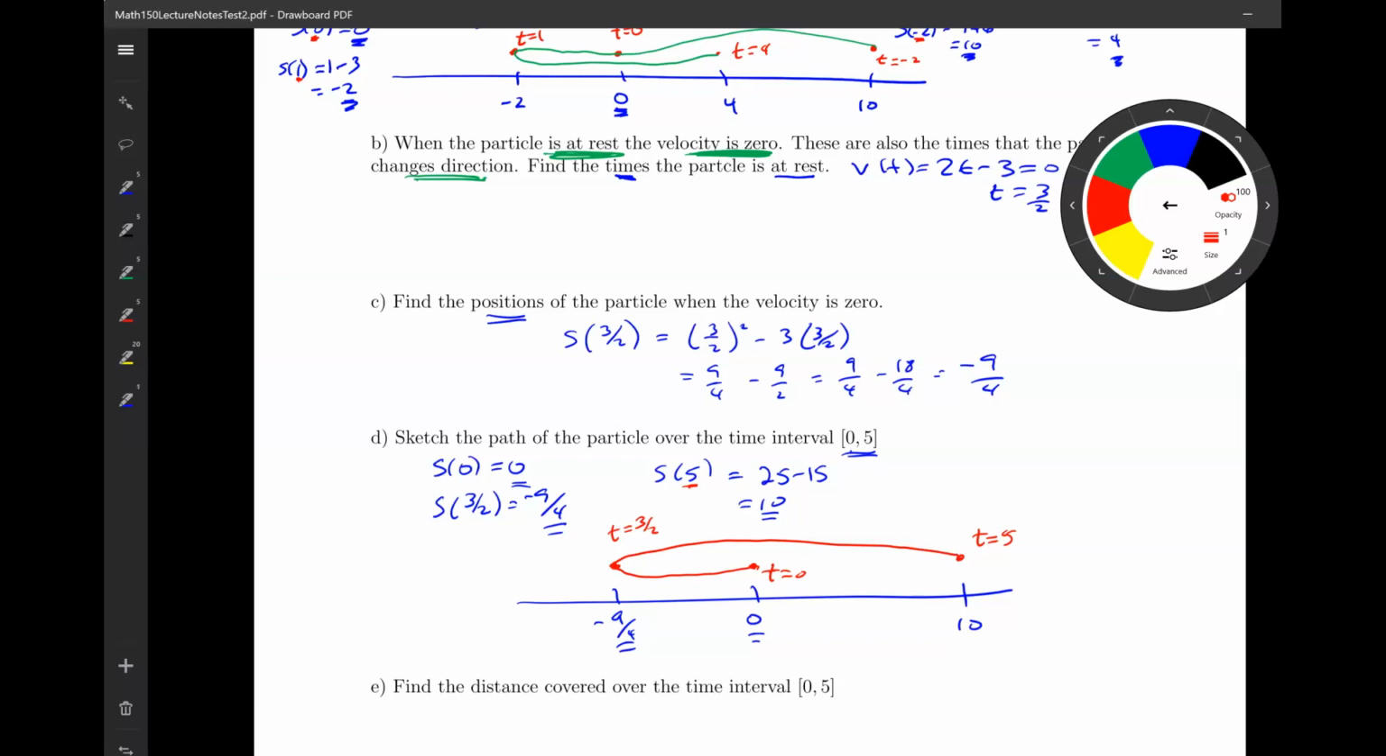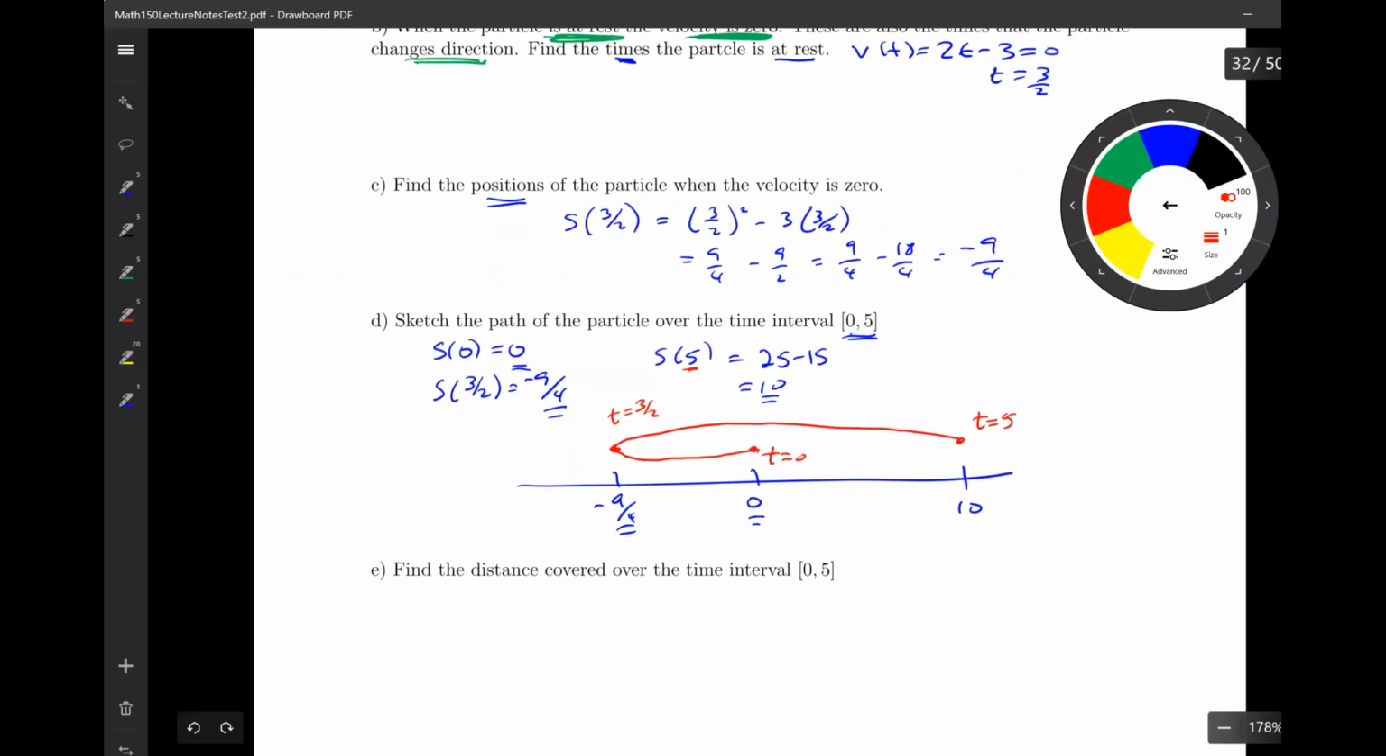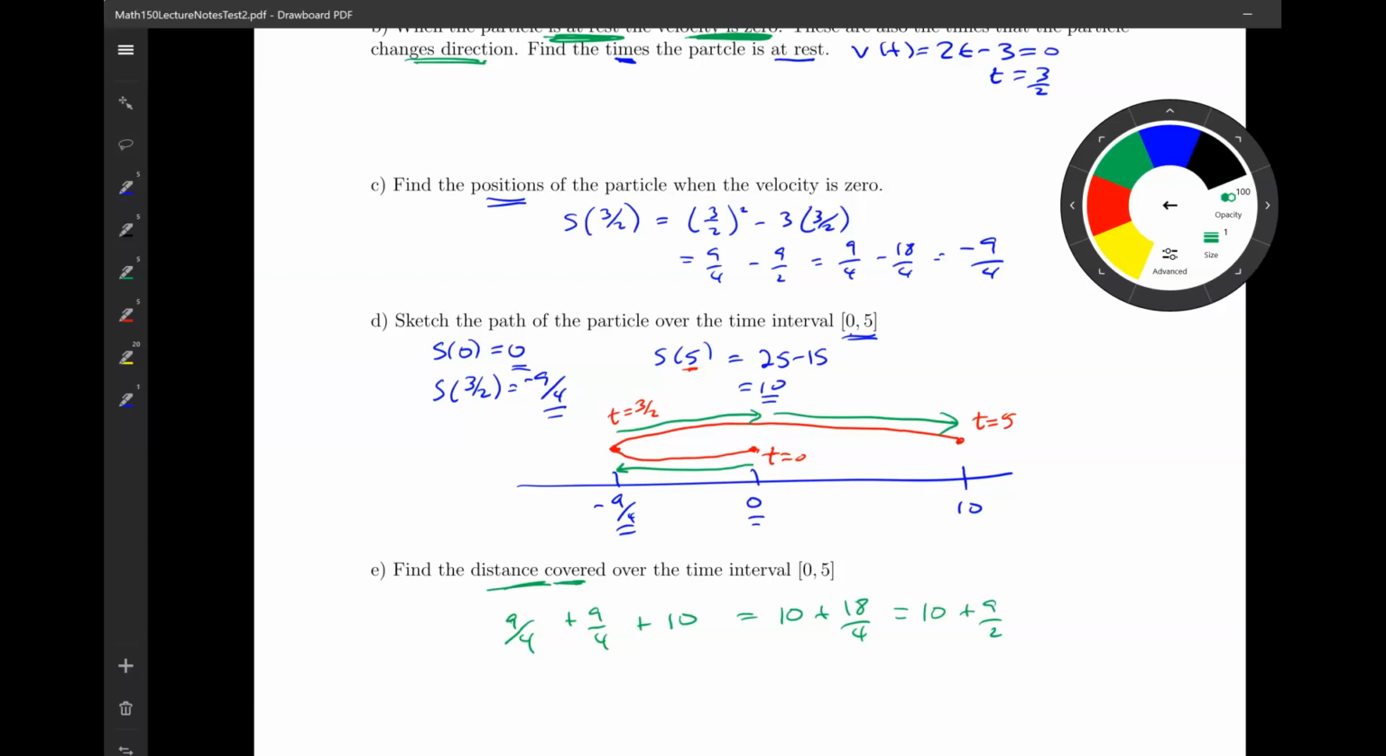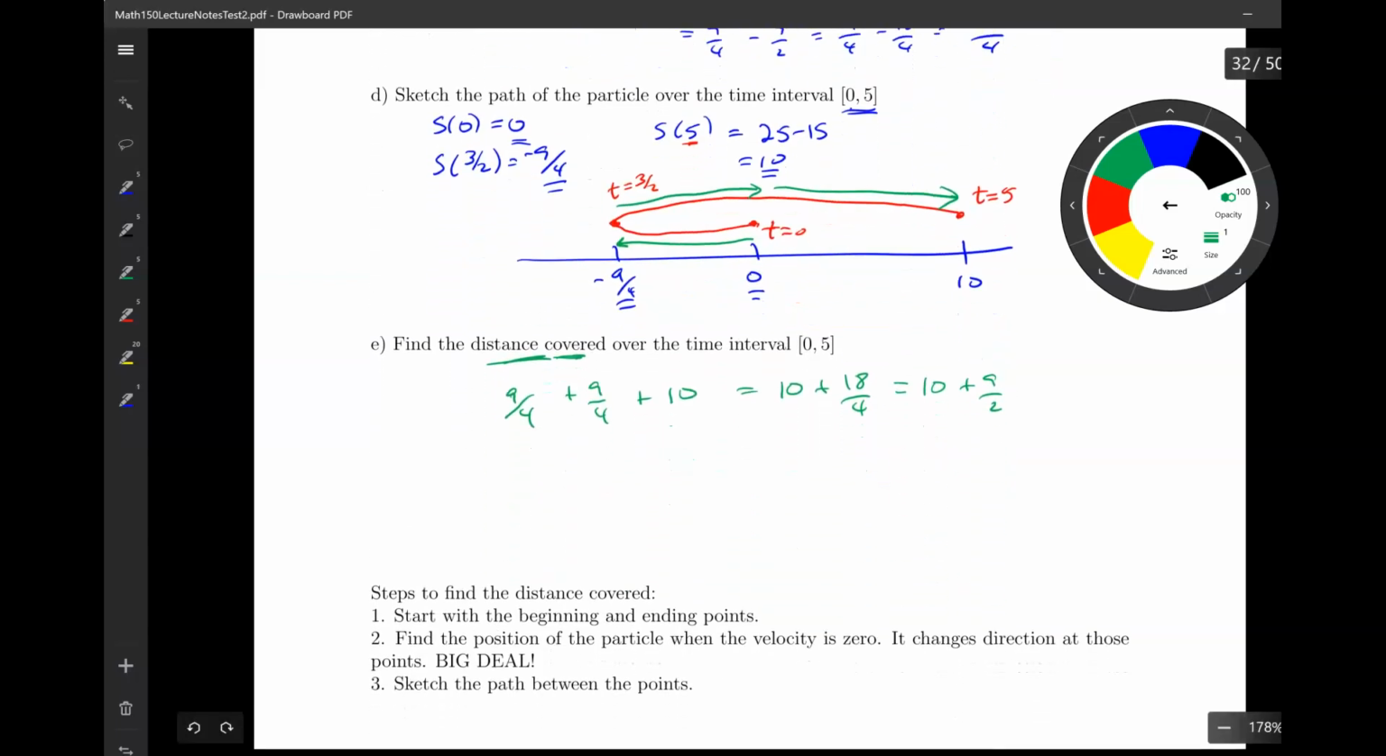We're drawing the y-axis as the ruler on the ground. So now, to find the distance covered, so I want to find the footsteps that are covered, I need to count the distance. So this distance from here to here is 9/4. This distance from here to here is another 9/4. And then this distance from here to here is a 10. So 10 plus 18/4, or 10 plus 9/2. That's a fine answer. So that's the distance covered on that time interval 0 to 5.